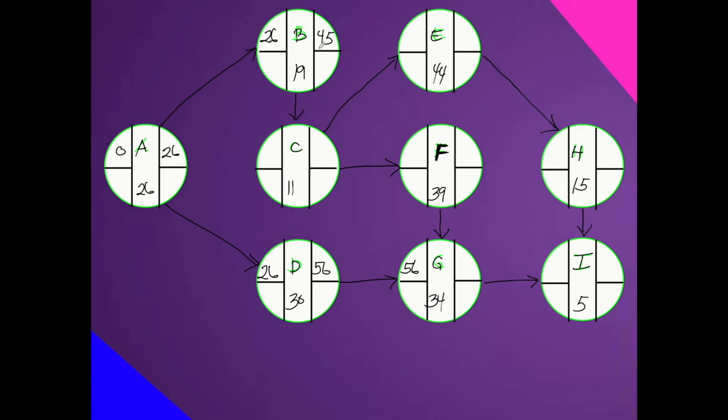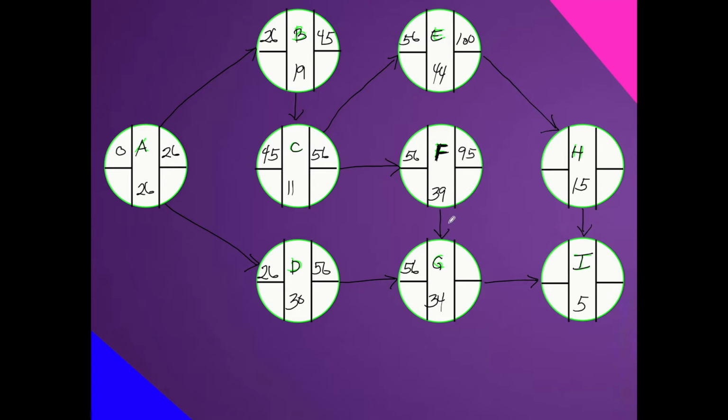So, for now, proceed tayo muna dito kay B, kasi wala pang data for F. Earliest finish niya is 45. Therefore, ang magiging earliest start ni C is 45. Plus 11, this will be 56. Copy ang earliest finish ni C. Ayun ang magiging earliest start ni F and ni E. 56 din. So, 56 plus 44, this will be 100. Then, 56 plus 39, this will be 95.